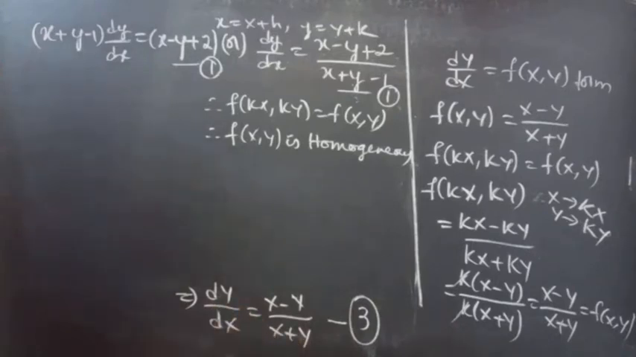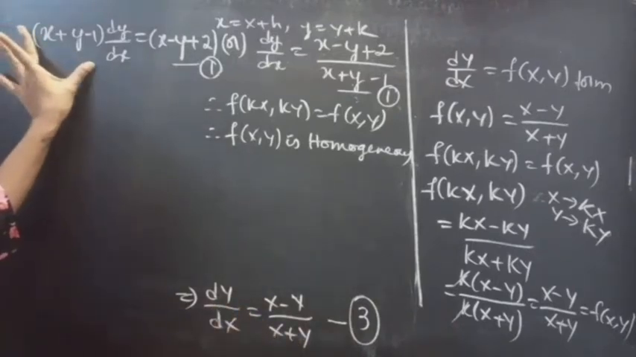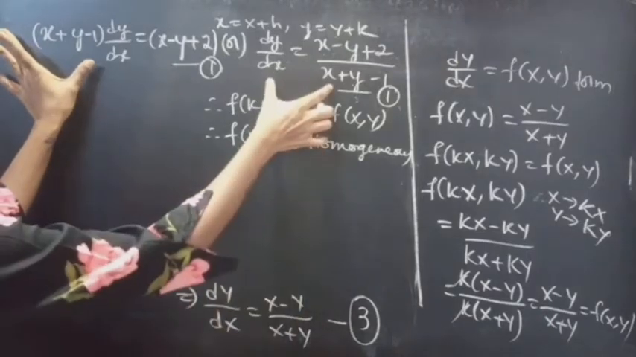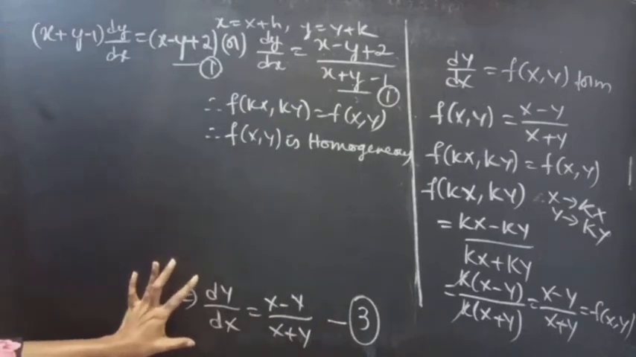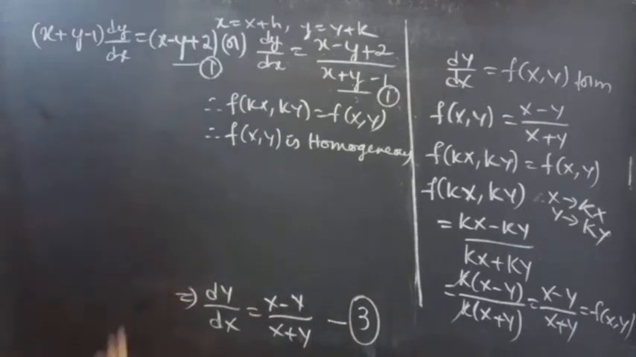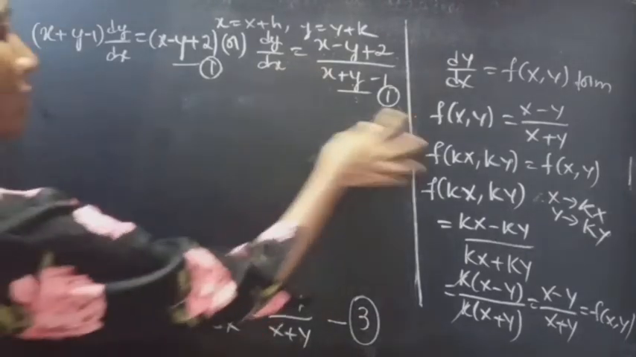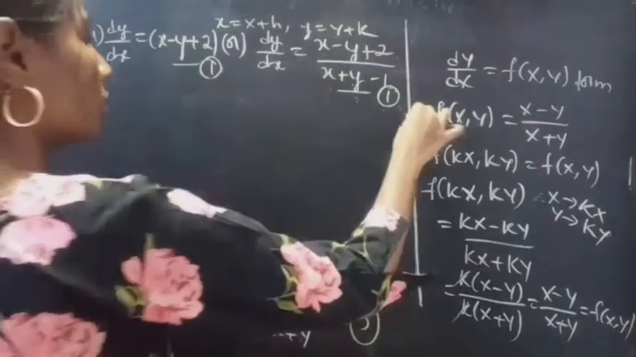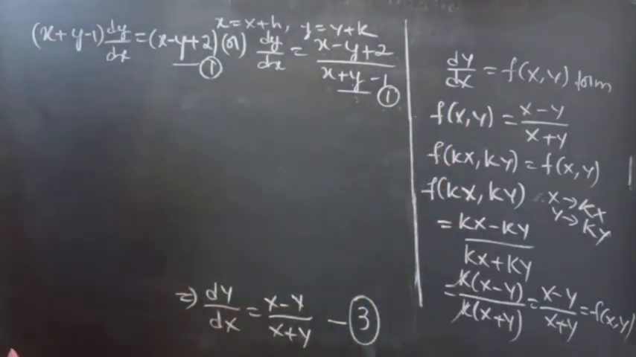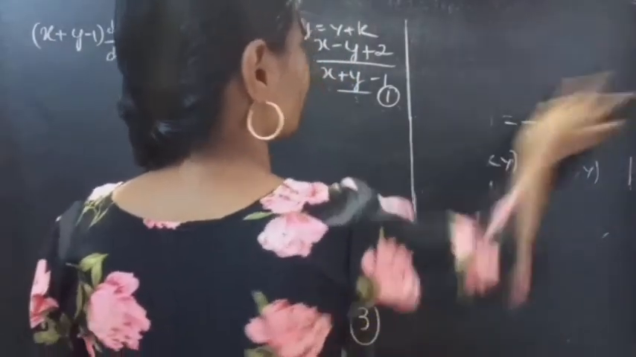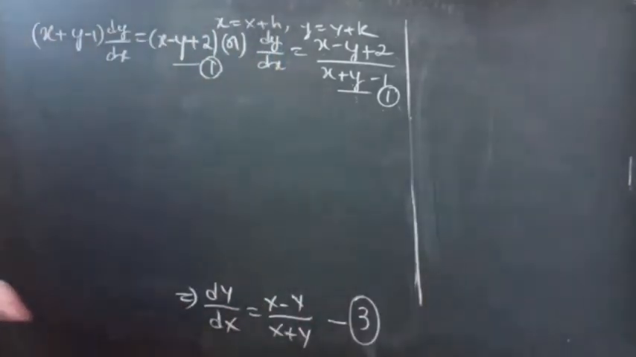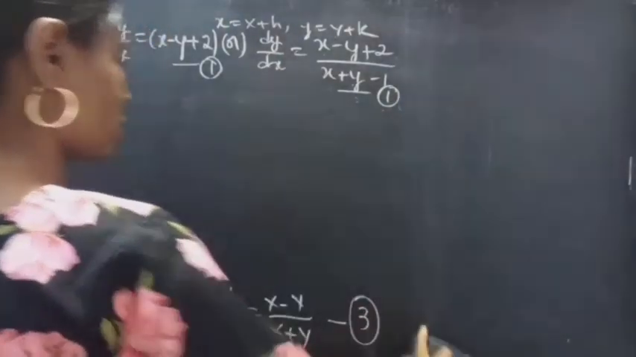So what we have done now, we have reduced the given non-homogeneous differential equation to a homogeneous differential equation. Now we can proceed with the homogeneous differential equation procedure, the method to solve a homogeneous equation and find the general solution. Fine. So now we have reduced the given equation to a homogeneous equation, right?